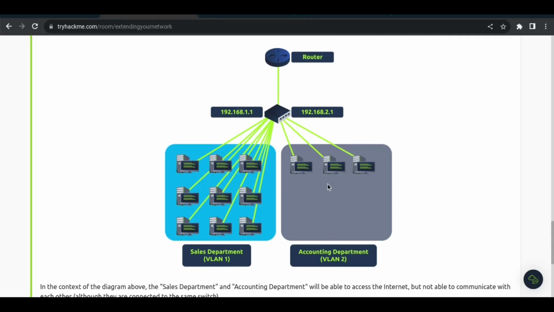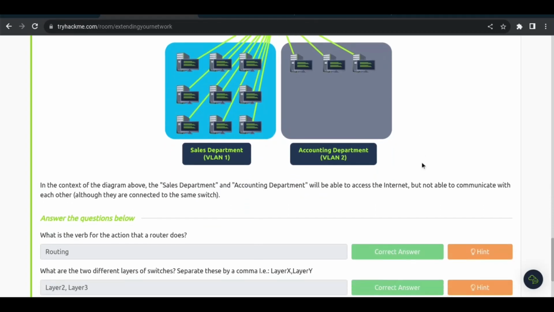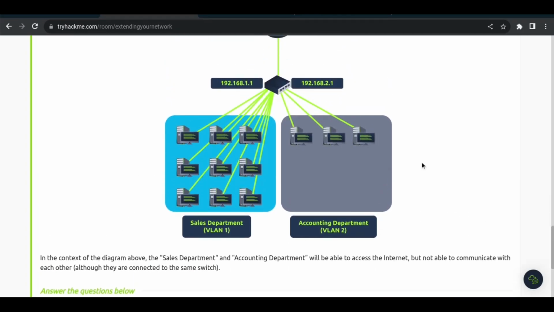And here's the example that it was talking about. It's comparing the sales department to the accounting department. In the context of the diagram above, the sales department and accounting department will be able to access the internet but not be able to communicate with each other, although they are connected to the same switch.